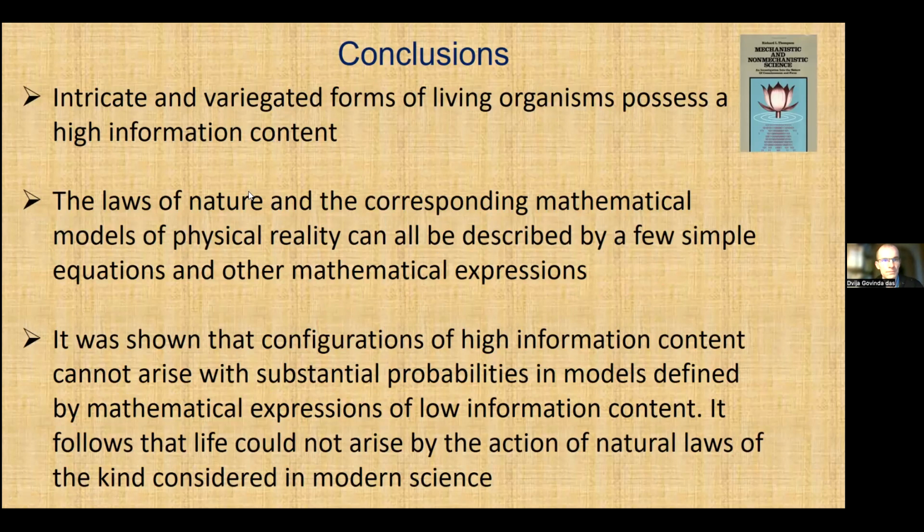So let me just repeat these main points. The intricate and variegated forms of living organisms possess a high information content. On the contrary, the laws of nature and the corresponding mathematical models of physical reality are presented by simple equations, simple mathematical expressions, which are supposed to have a low information content. And this makes a contradiction. We can show that configurations of high information content cannot arise with substantial probabilities due to the dynamics of models which have low information content. And this is the main idea of chapter 5 of this book.